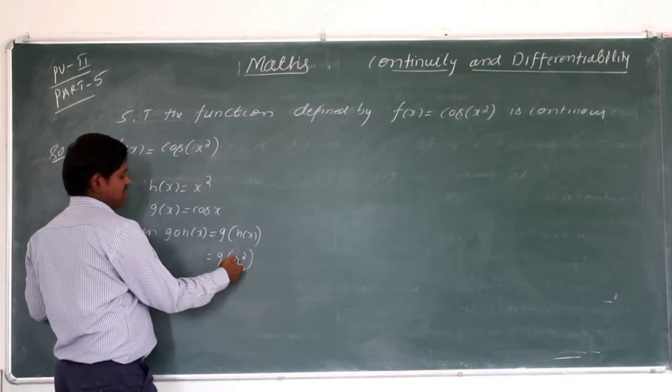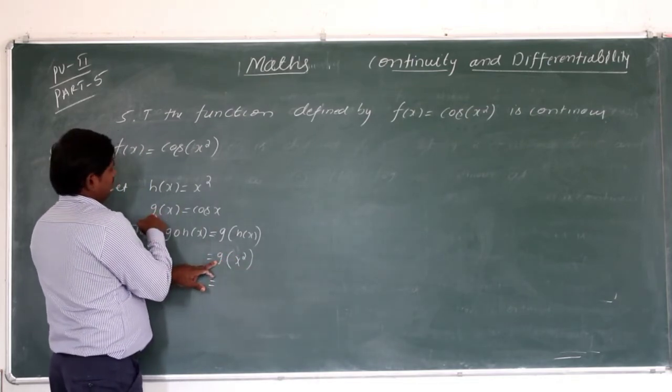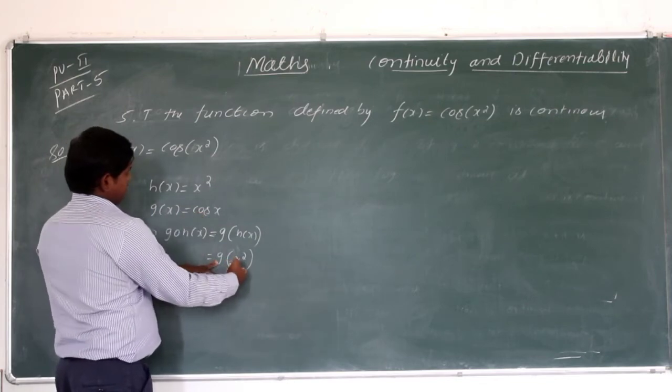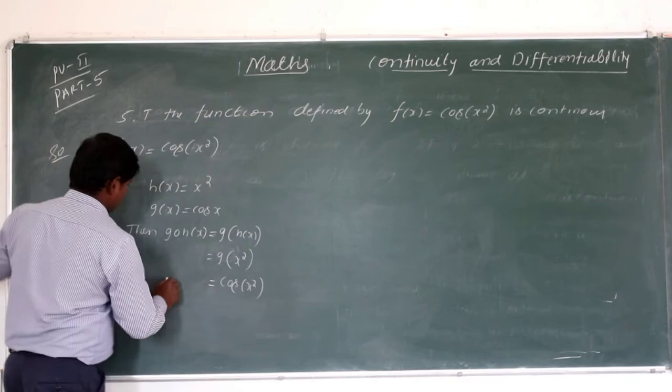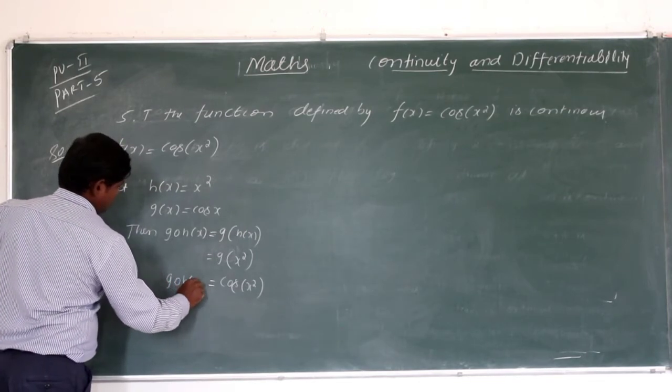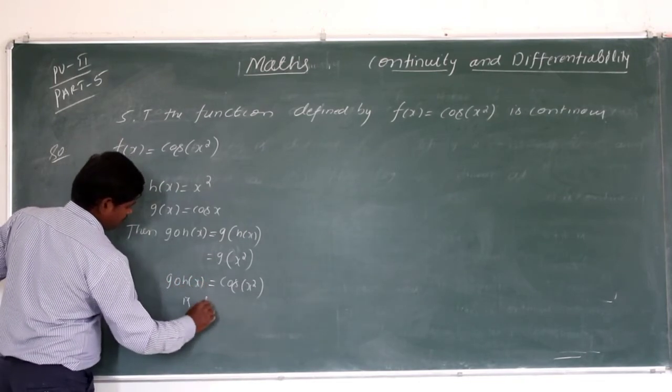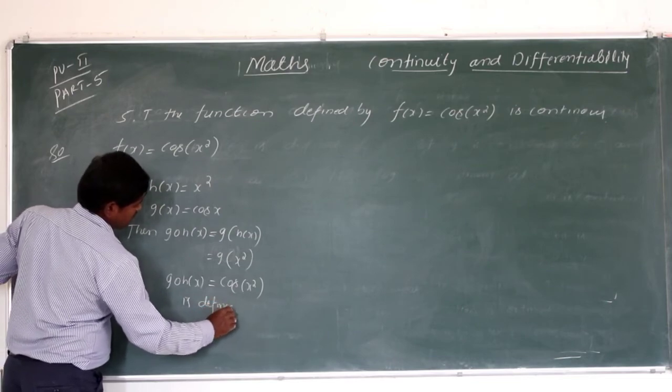Again, h of x is x square in the middle. g of x is equal to cos x. g of h of x is equal to cos x square. So that is g circle h of x is defined. You must write this one.